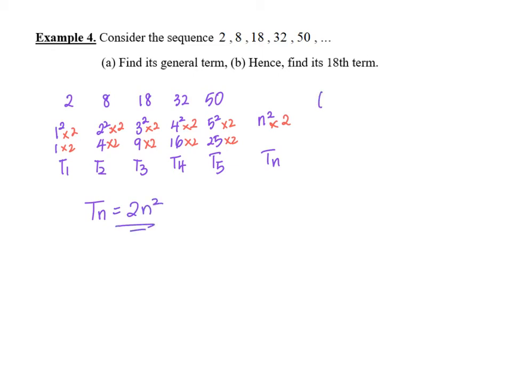And now let's try part B. Hence, find its 18th term. Tn is now 2n squared. So T18, n is now 18, will be 2 times... The square is for who? For 2 or for n? So only for n, right? So it will be 18 squared. 18 squared is the number 324, times 2 will give you 648. Have you gotten the answer?